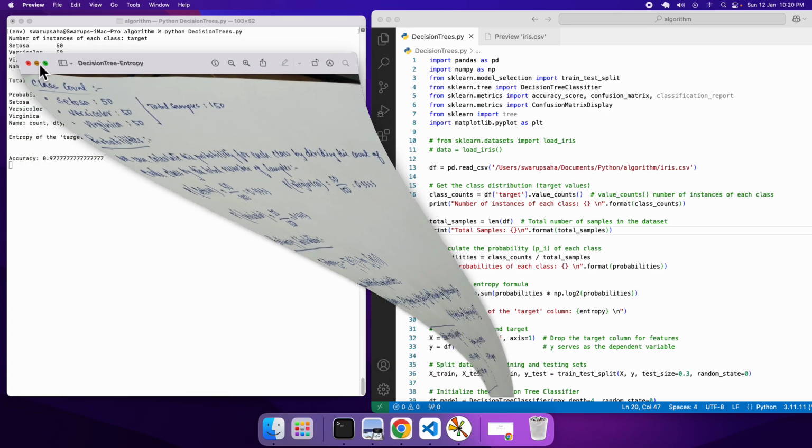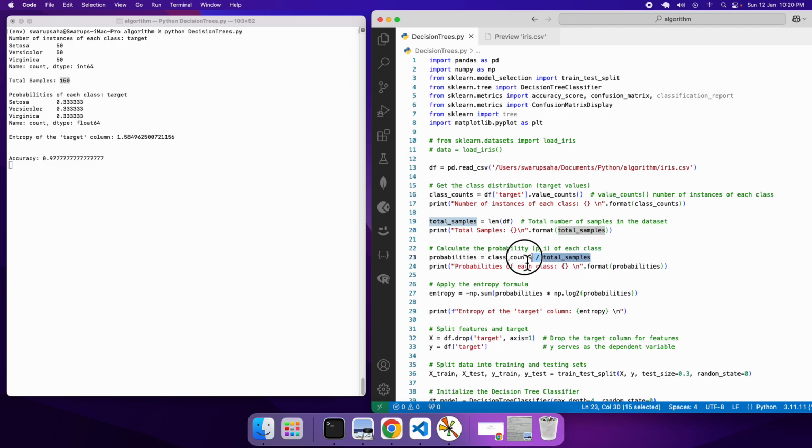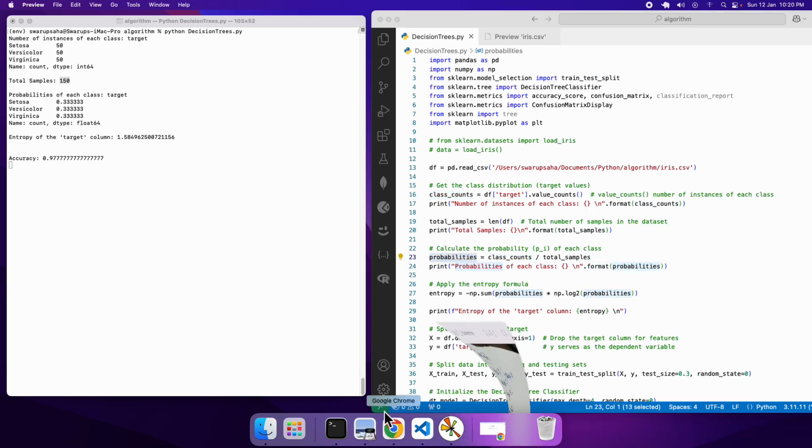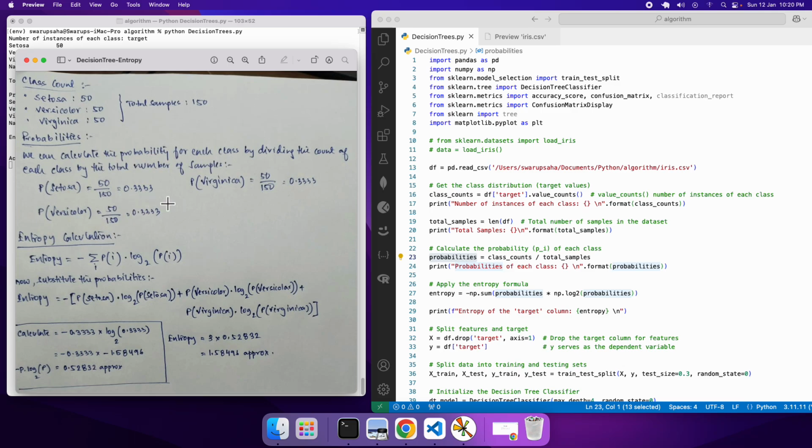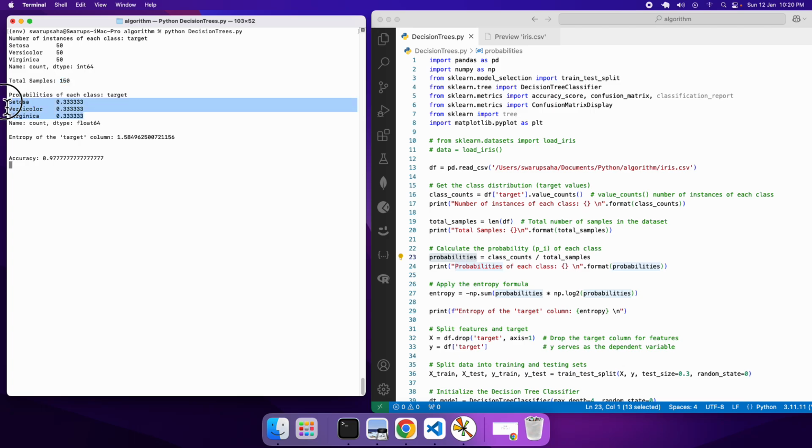That's what I'm doing right here with this particular statement. The class count stores all three values, divided by the total sample, which is the length, that is 150. In class count, Setosa has 50, so 50 upon 150 for Setosa. Similarly, Versicolor is 50 upon 150, and Virginica is also 50 instances upon 150. That's the probability we will get, and I can show you here, which I also calculated by myself.